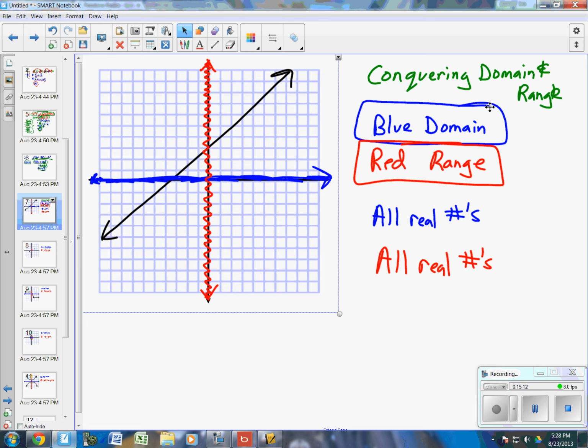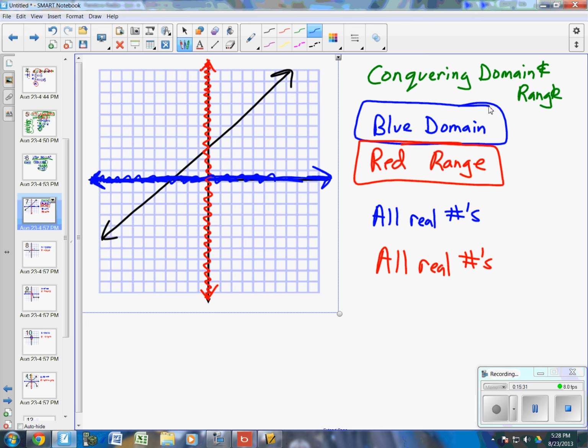Problem number 1 looks like this graph over here. This black thing is the graph. And I've already colored it in, but since this is a continuous line, it goes forever left and forever right, my domain is all real numbers. So I'm going to color the domain in along the blue axis.